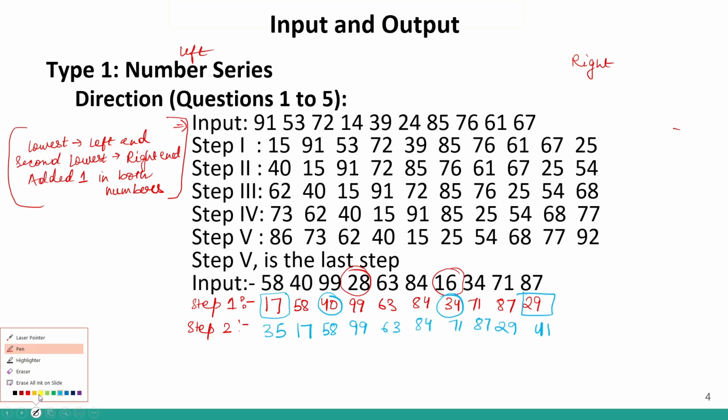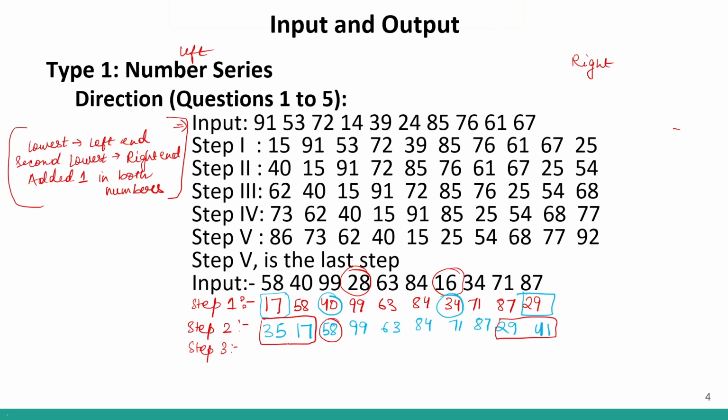Moving on to step 3. So in step 3, these positions are fixed. We have already fixed these positions. Now we will look at the lowest number. The lowest number will be 58. So plus 1, 59. Correct? And over here, the second lowest number will be 63. So plus 1, 64 will come over here. So 35 and 17 will come as they are. And 29 and 41 will come as they are. So the rest of the numbers, 99, 84, 71 and 87 will be arranged like this. Correct? Moving on to step 4.